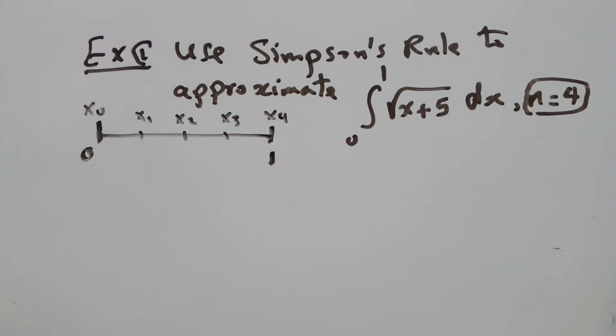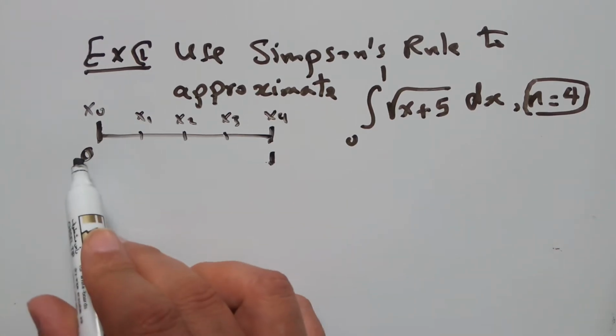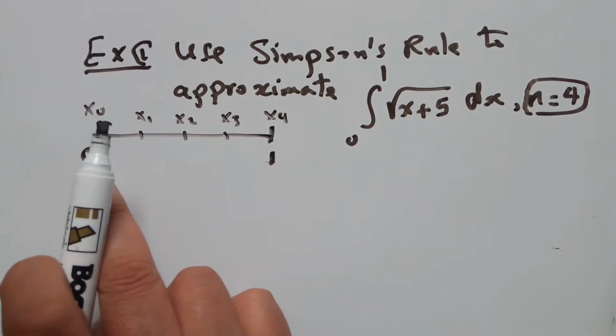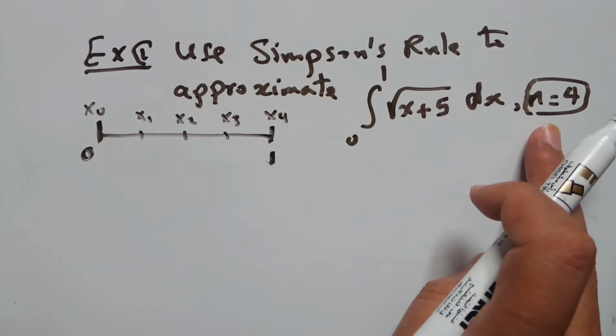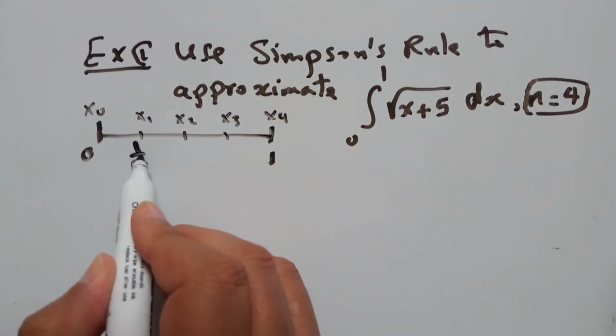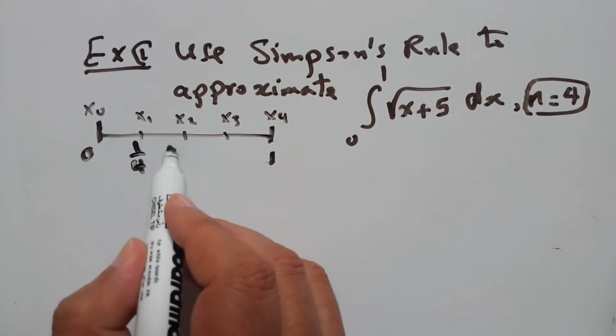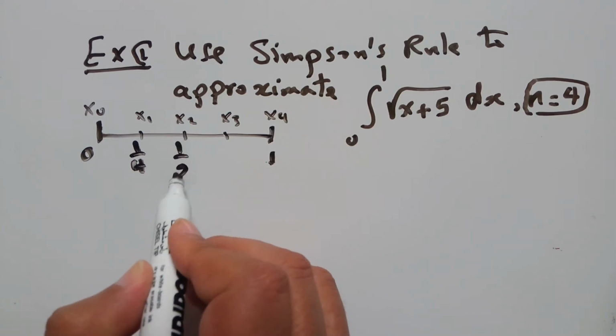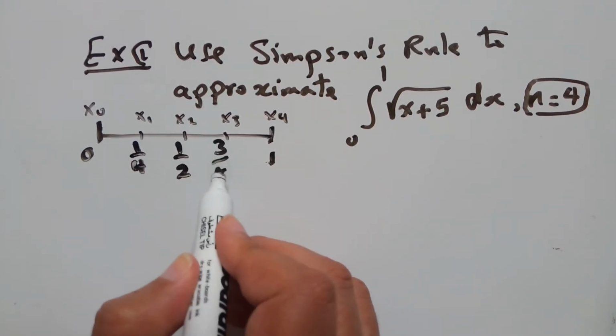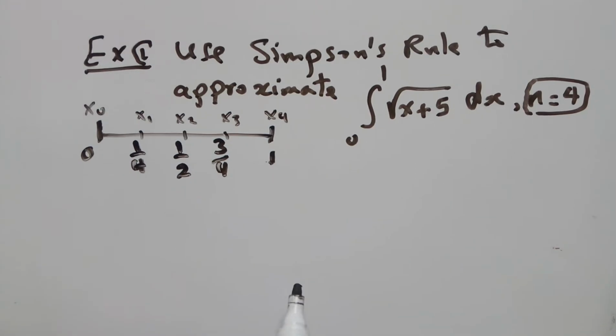How to get the values for x1, x2, x3, x4? You will find the distance from 0 to 1. It is 1 minus 0, which is 1, divided by 4. Then you have here 1 over 4 plus 1 over 4, it will be 2 over 4, which is half, plus 1 over 4, it will be 3 over 4, plus 1 over 4, which is equal to 1. Now we have all values for x naught, x1, x2, x3, x4.